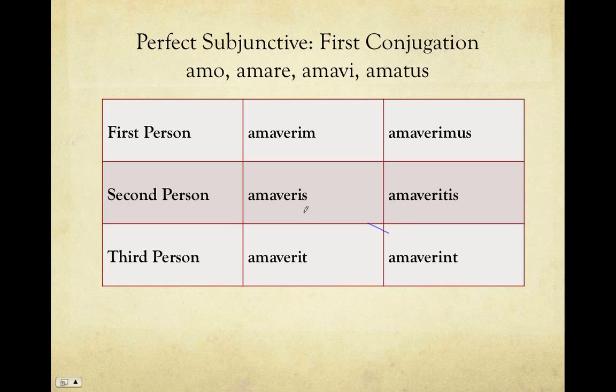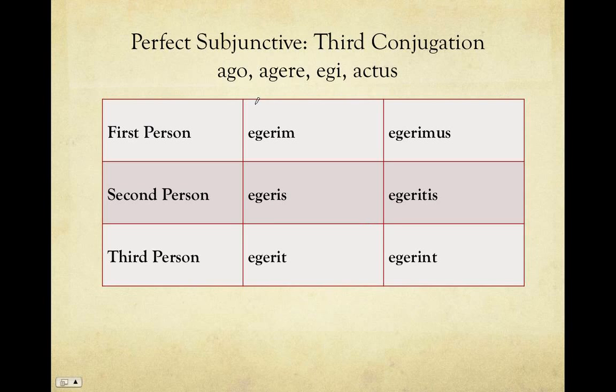You may say at the moment, wow, this looks an awful lot like the future perfect, and it does. Context will tell you which of these is being used. The perfect subjunctive is not used very often, and only in particular contexts, so you shouldn't have any trouble distinguishing it from the future perfect indicative. Here's the perfect subjunctive of ago, agere, egi, actus, third conjugation. We take our third principal part, our perfect stem, drop off the i, add our infix and the ending: egerim, egeris, egerit, egerimus, egeritis, egerint.